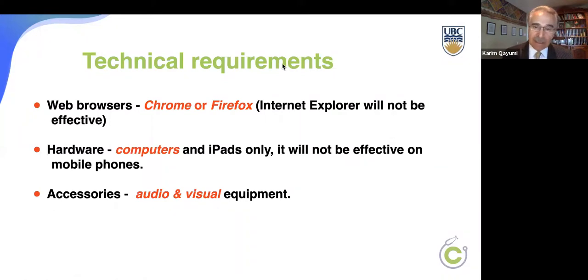So the second important issue with respect to the technical requirement is hardware. As I mentioned before, it's a heavy-duty platform, and it requires a very good computer with good RAM, random access memory, so that it can operate. All computers and laptops are okay with good RAM, and it's also optimized a little bit for iPads, but it is not going to work with iPhones.